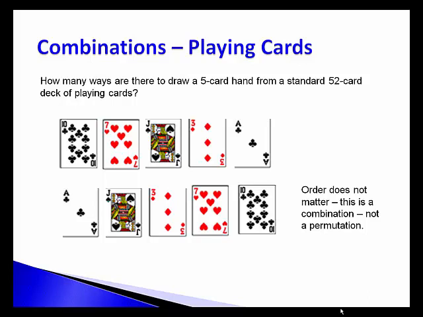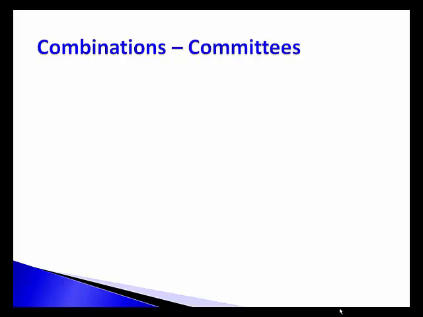Therefore, this is a combination, not a permutation. If order matters, it is a permutation. In this case, order does not matter, so it's a combination. So the way we would calculate it would be the combination of 52 things taken 5 at a time. Hopefully you can figure out how to do that on your calculator. You enter the 52 first. Then when you go to the calculator, you do math, probability, but instead of NPR, you want NCR. Then enter your 5, and your calculator will give you 2,598,960.